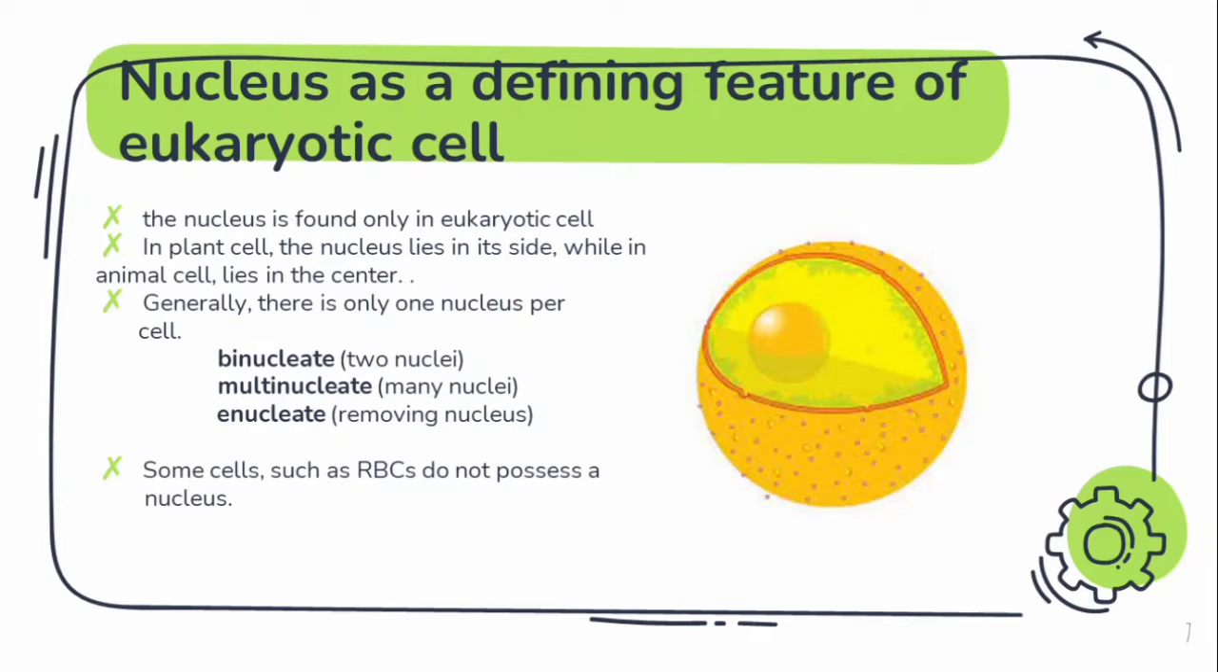Some cells, such as the red blood cells, do not possess a nucleus. It is because losing the nucleus enables the red blood cells to contain more oxygen-carrying hemoglobin, thus enabling more oxygen to be transported in the blood and boosting our metabolism.